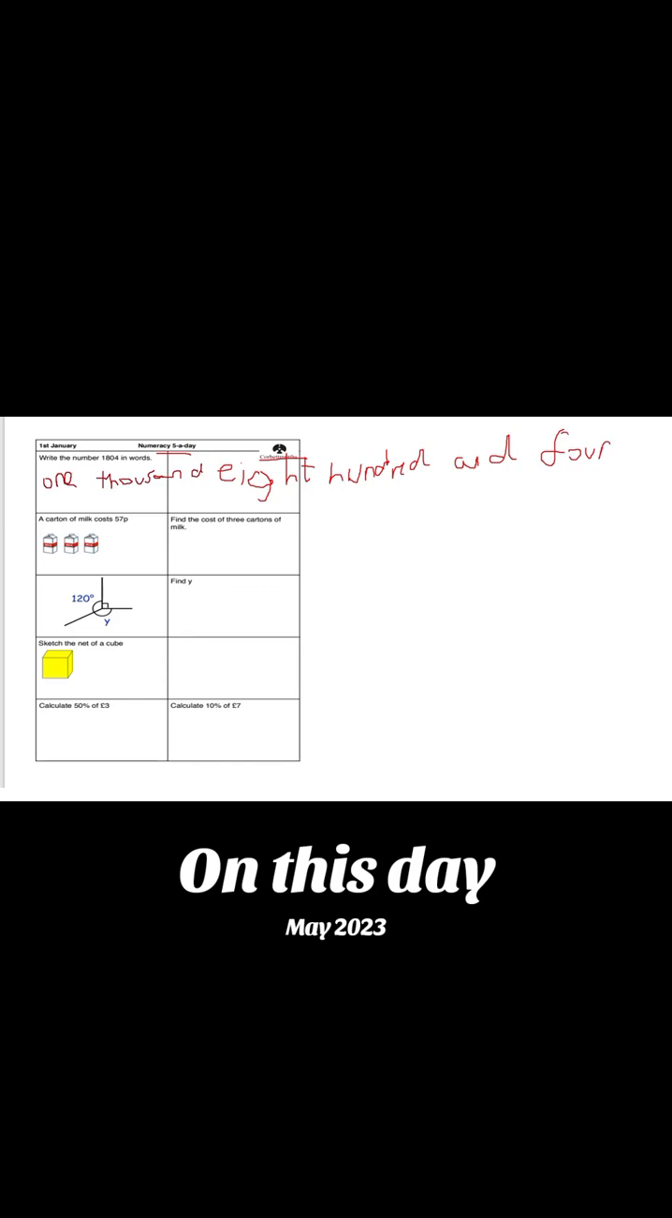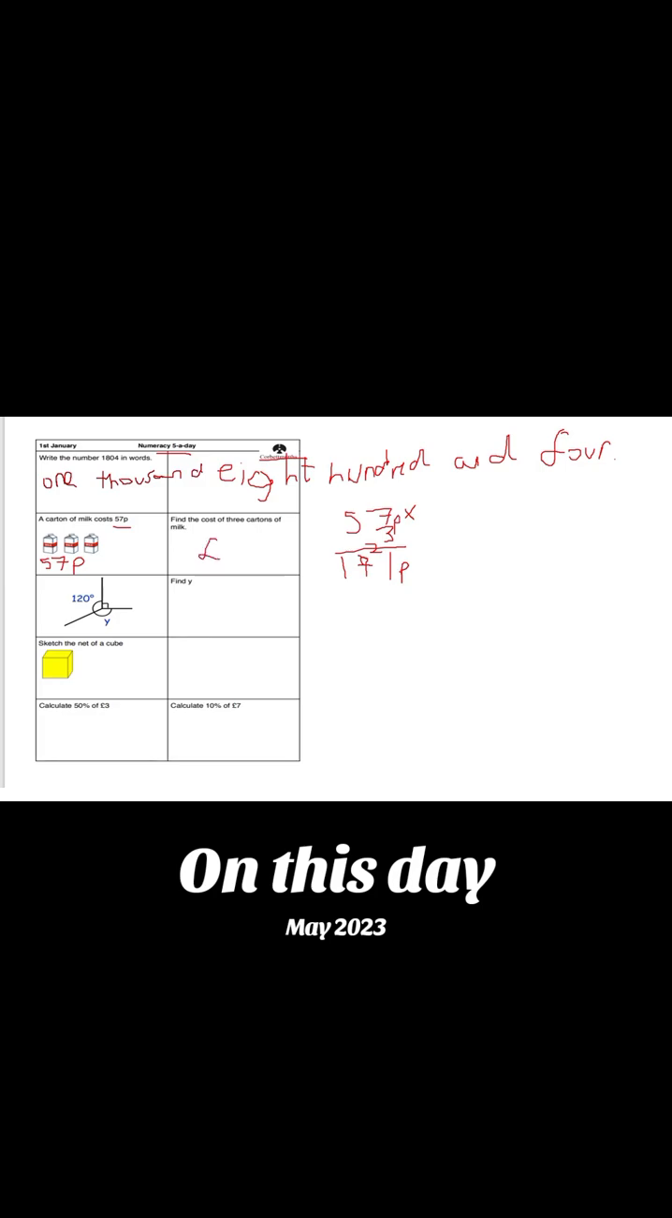For question number 2, a carton of milk cost 57 pence. So one carton cost 57 pence. Find the cost of 3 cartons. Well, I can do it as 57 plus 57 plus 57, or I can do 57 times 3. Okay. So 7 times 3 is 21. So 1 carry the 2. 3 times 5 is 15, plus the 2 goes to 17. So remember, it's 171 pence, okay, or £1.71.